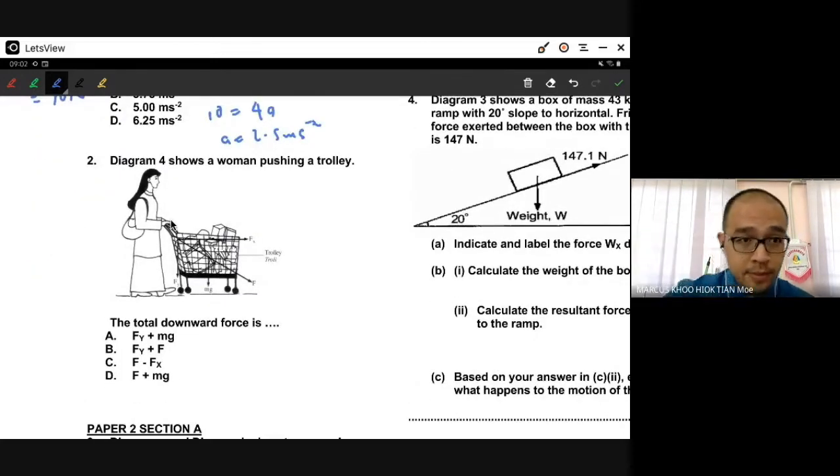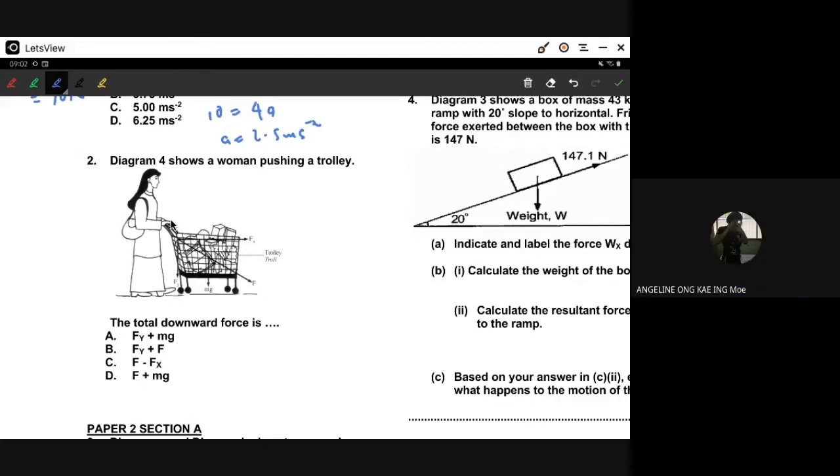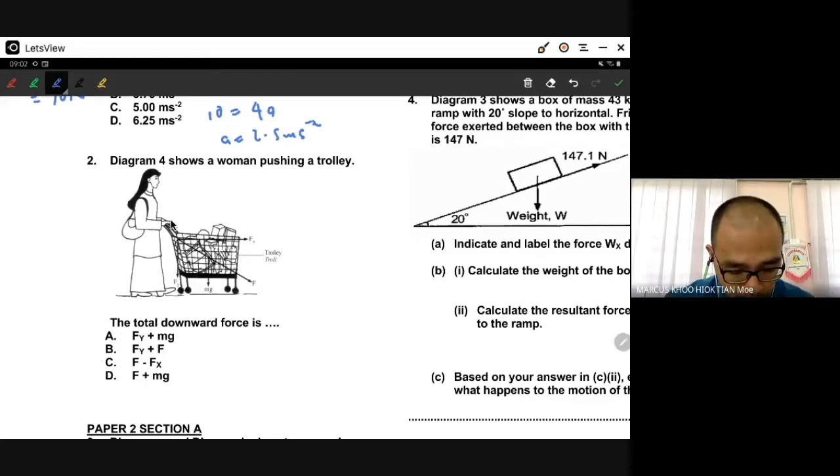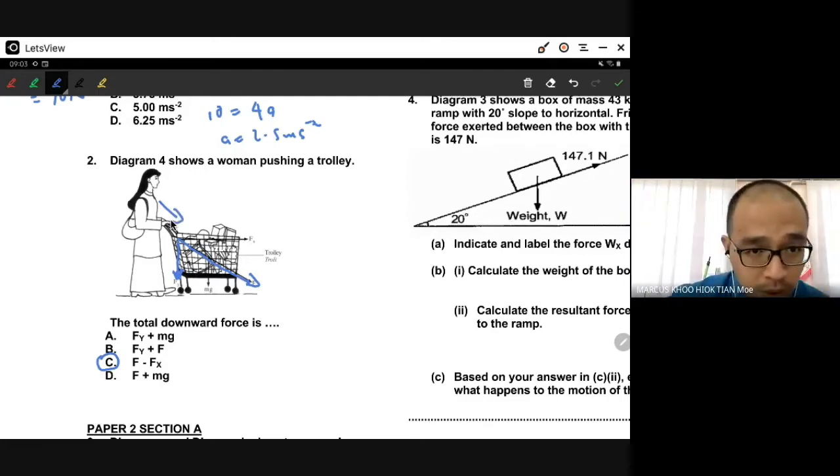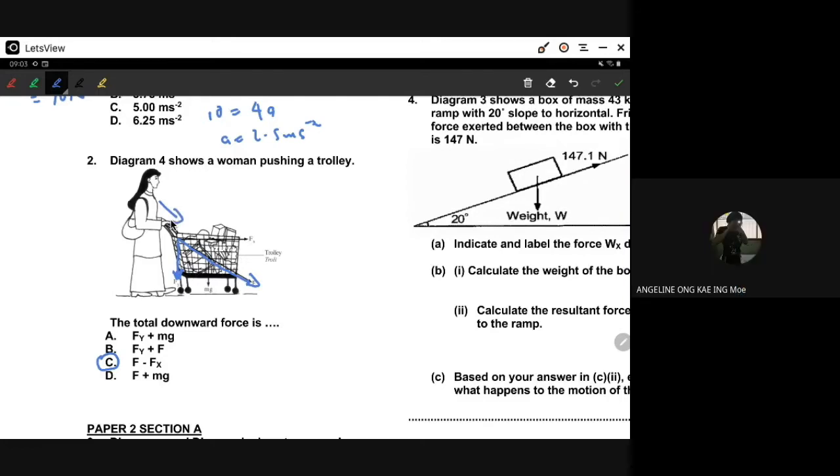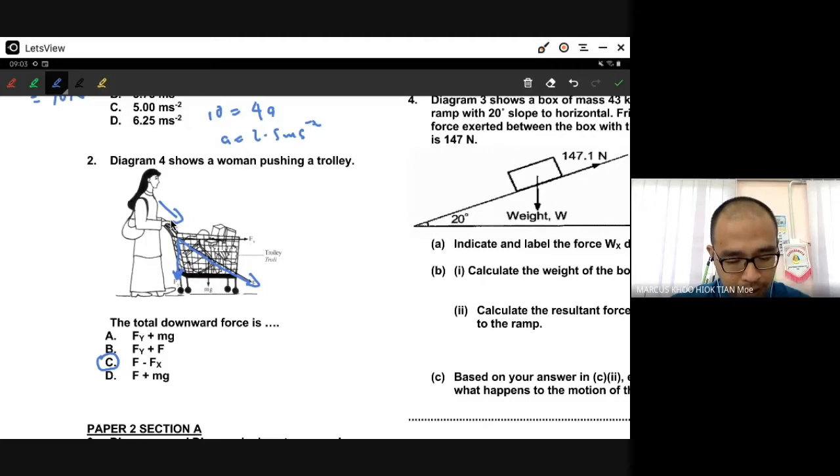Okay, number 2. Angeline? C. The total downward force is F minus Fx. Are you sure? This is the force going this way. This is the downward force over here, Fy, because she's pushing the trolley, just like the lawnmower just now. This is F, this is mg, this is Fx. Want to try again?